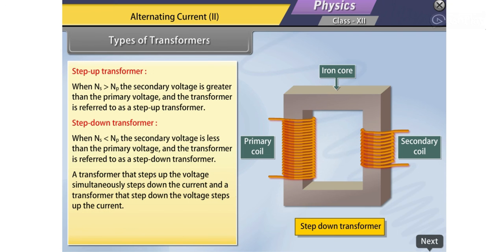A transformer that steps up the voltage simultaneously steps down the current, and a transformer that steps down the voltage steps up the current. Is by Ip is equal to Vp by Vs is equal to Np by Ns.